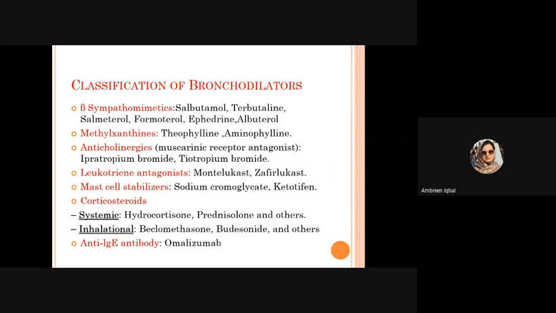Mast cell stabilizers are those that are going to stabilize the mast cells. Leukotriene antagonists are those that inhibit the action of leukotriene and antagonize its action. And leukotriene is an inflammatory mediator.